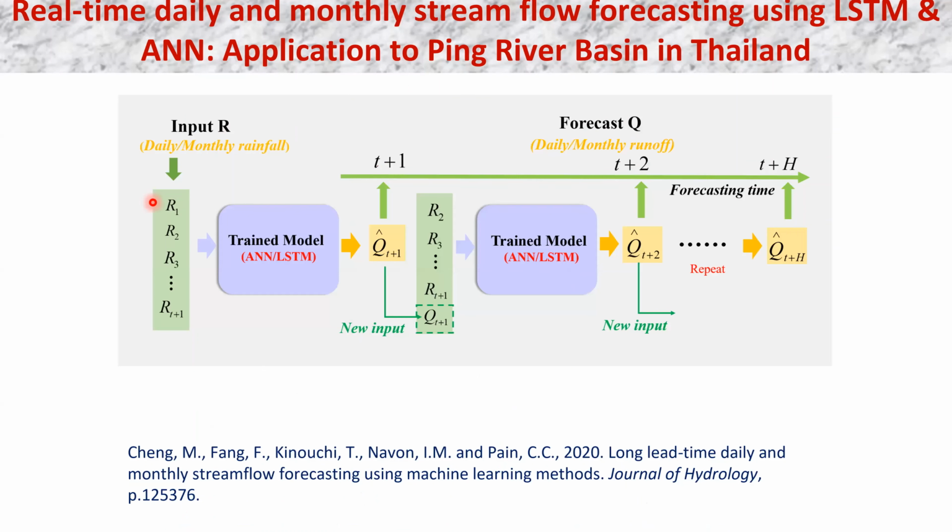As I said before, in this case the input is the rainfall data, and the output is the stream flow value. We have the rainfall and the training data, we train the model, and we can predict the stream flow at the next time level. Afterwards, we take the predicted stream flow as an input, plus the rainfall data, go to the machine learning model again, predict the stream flow at the next time level, and go on.